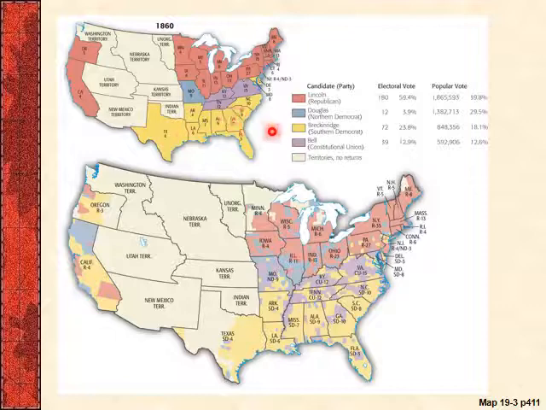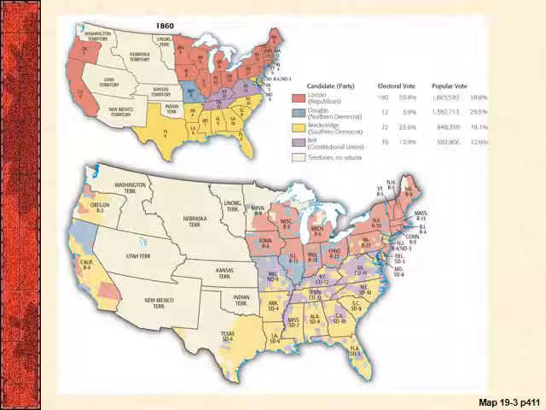Breckinridge gets all of the southern states. And then you can see Bell and Douglas. It's funny that Douglas comes in second place in the popular vote, but as far as electoral votes, he comes in absolute last place. He's getting a lot of popular votes, but not enough, and that's a flaw, you could say, in the winner-take-all system of the Electoral College. But we'll talk about that next year in AP Government.